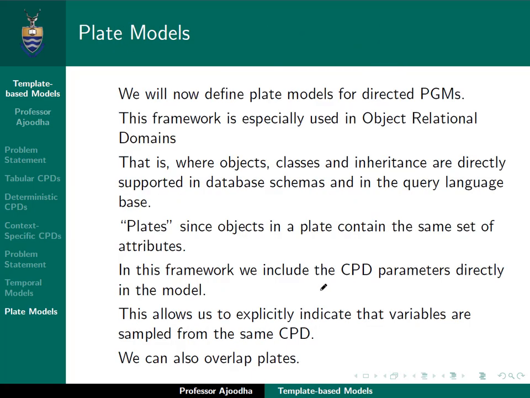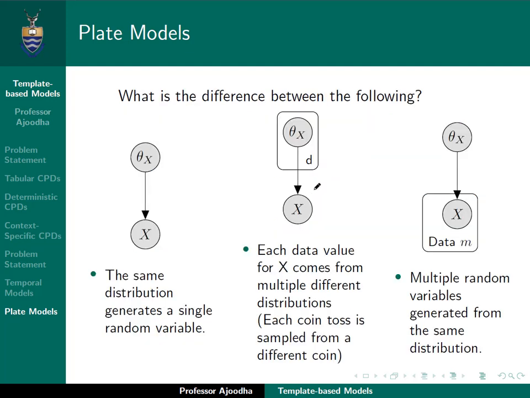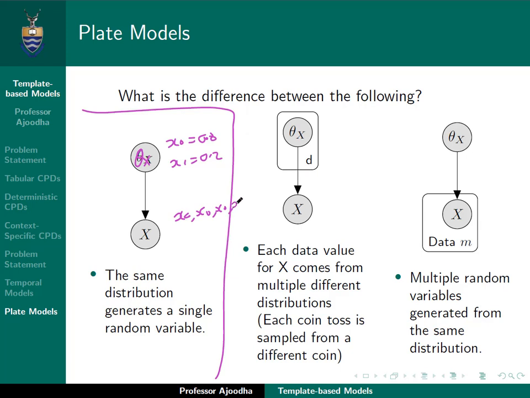So we will look at this for directed PGMs, but obviously you can extend this kind of framework for undirected models. And the main idea is that of using these little plates behind the variables. Okay, so let's look at these three different things, and let's talk about what we see. So let's look at this one first. So what does this mean? Well, this is the parameter for x. So this distribution, whatever this parameter is, maybe if x is binary, then x0 occurs 80% of the time, x1 occurs 20% of the time. Okay, so maybe we end up with something like this: x0, x0, x0, x0, x1, and so on. Okay, so in this particular case, the same distribution generates a single random variable. So this distribution generates this variable, and this variable can take on these different values.